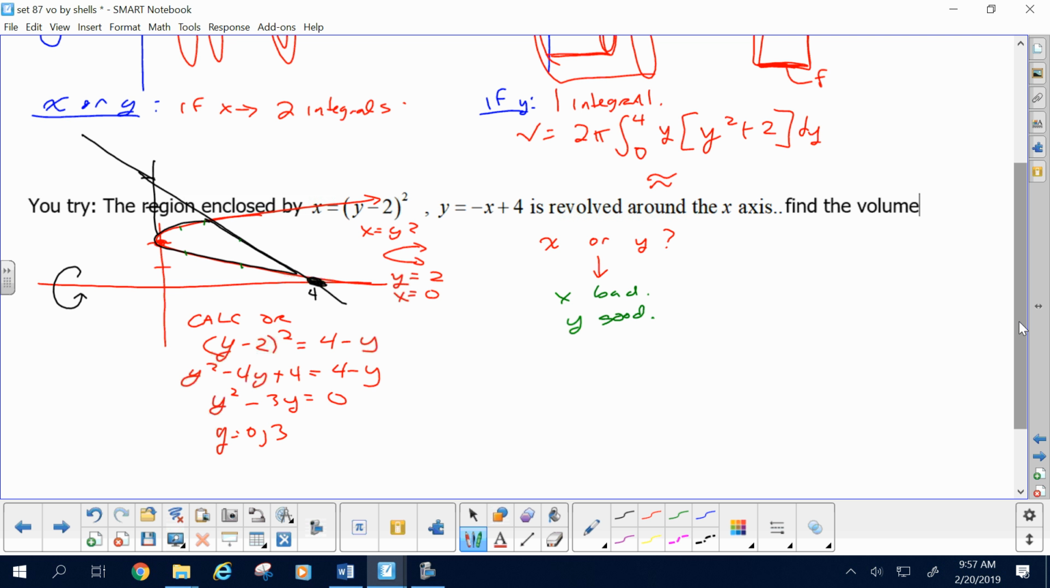If I do Y, then my slices will always be the same right minus left situation. The right is the line, the left is the parabola. The right is the line, the left is the parabola. So right away I can see that y is better because it's one integral, and this equation's already in y terms anyway. So that's good. All right, now that I've decided y, I need to figure out what's made. Is it a shell, a washer, or a disk?